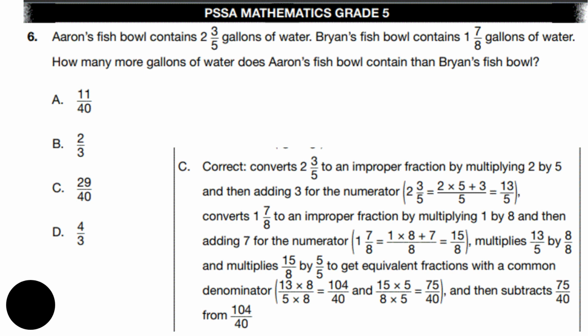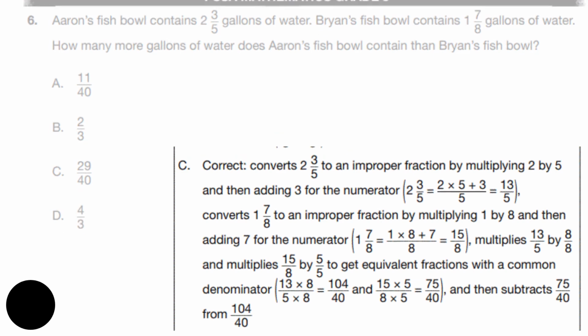Now you get the answer, guys. Then your answer is C, that is 29 divided by 40. That is the correct answer.